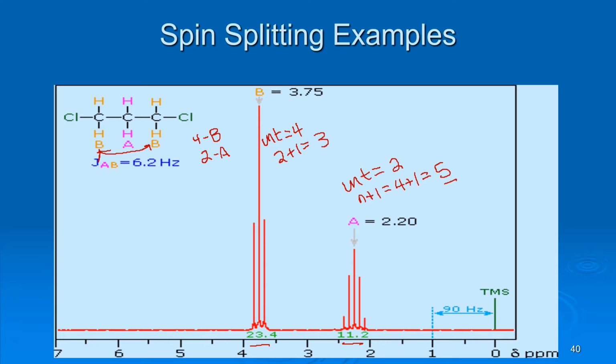But the splitting is what's interesting. So we consider that 1 peak, and usually, if you want to know what is the location of the peak, generally you find the middle. So if it's an odd number, just take the center peak and read it off there. So that's where they got 3.75. This one's odd. That one's about 2.2. If it's an even number, then go halfway between the 2 middle ones and read it off.